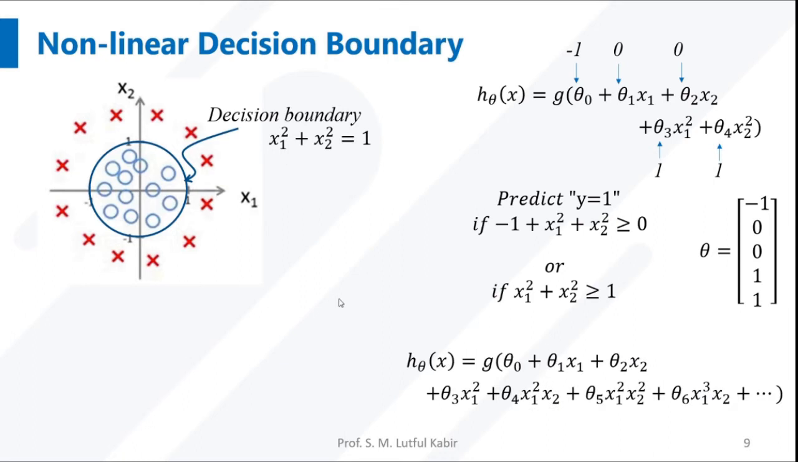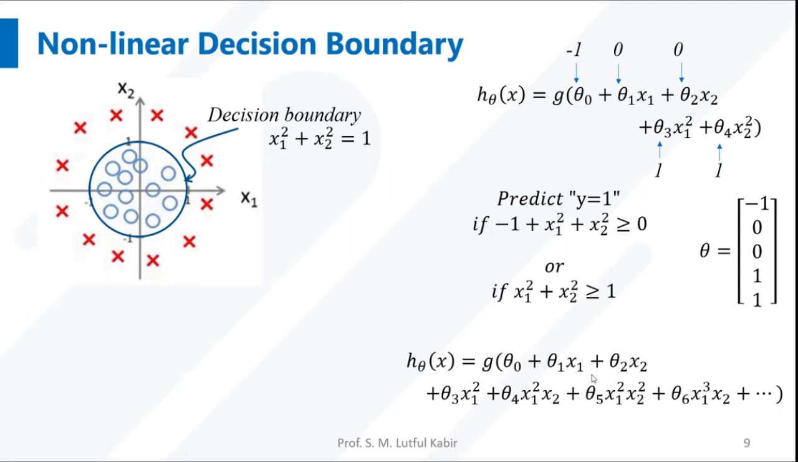Even the decision boundary can be more non-linear. That means the non-linearity may not be a regular shape. In that case, the hypothesis function you may choose like this, where x1 square, x1 square x2, etc.